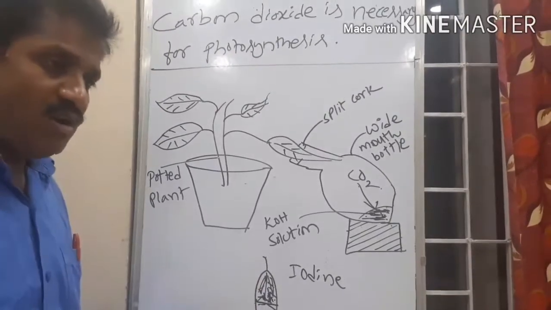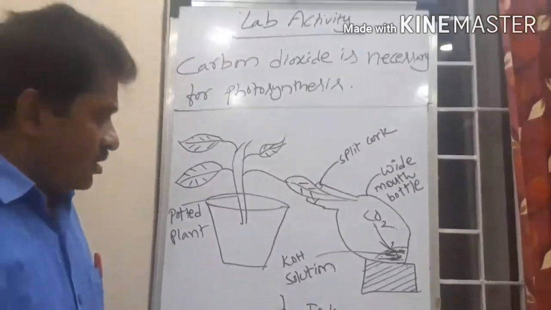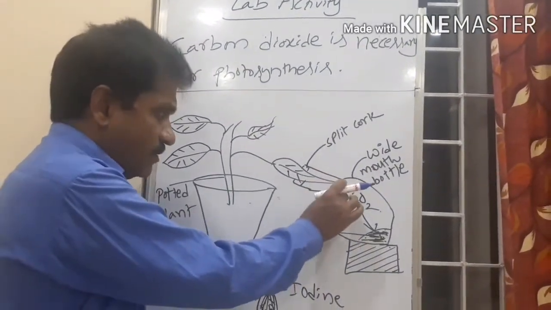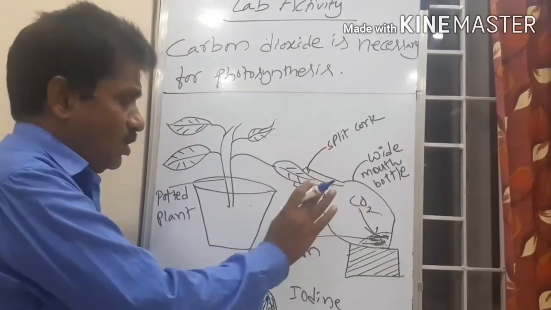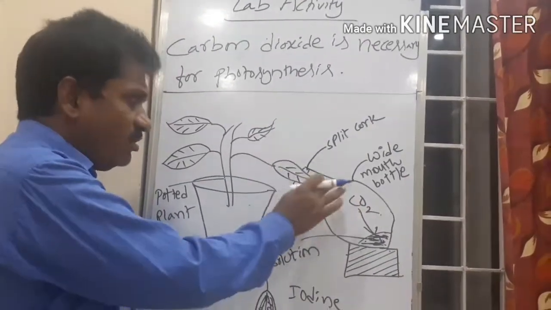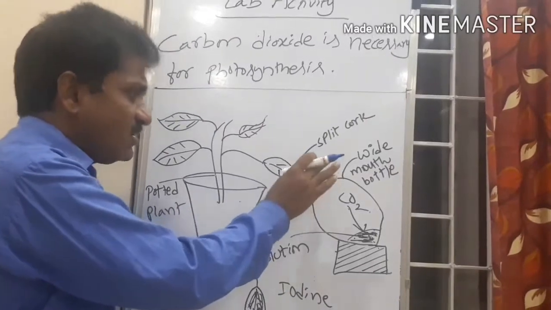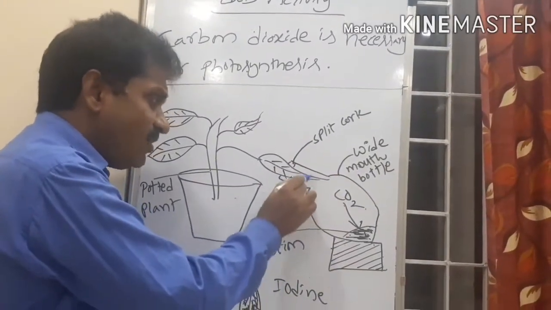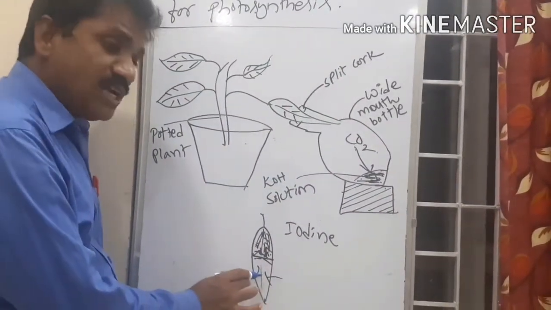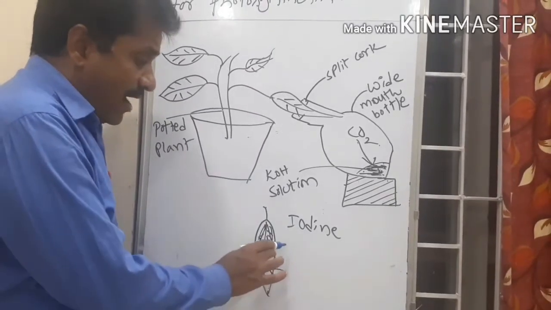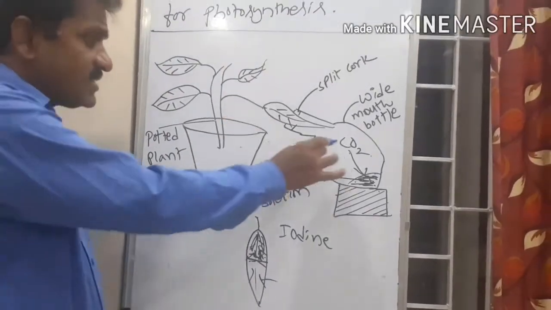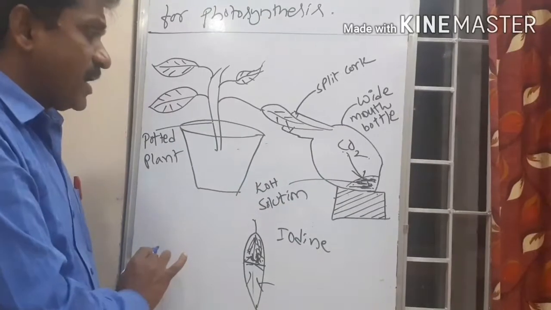Why does the photosynthesis process not take place in this part of the leaf? This part of the leaf does not absorb carbon dioxide from the air, so the photosynthesis process will not be performed. All other factors are available: water is available, sunlight is available, chlorophyll is present, but only carbon dioxide is not available to this part of the leaf. So this part of the leaf will not change into blue-black color in the iodine test. So through this activity we can prove that carbon dioxide is necessary for the photosynthesis process.